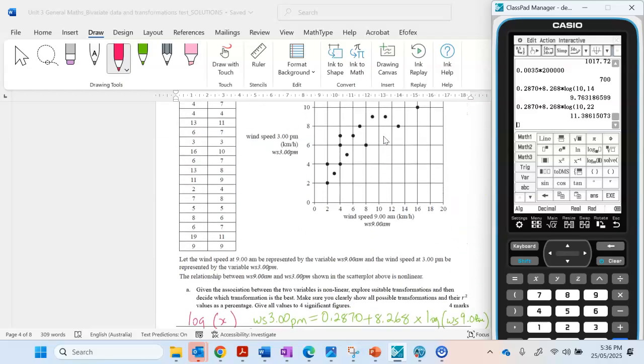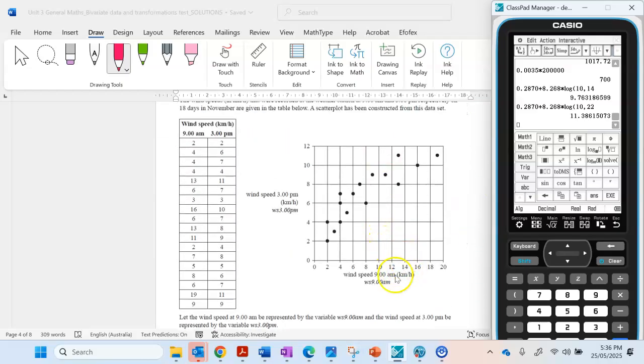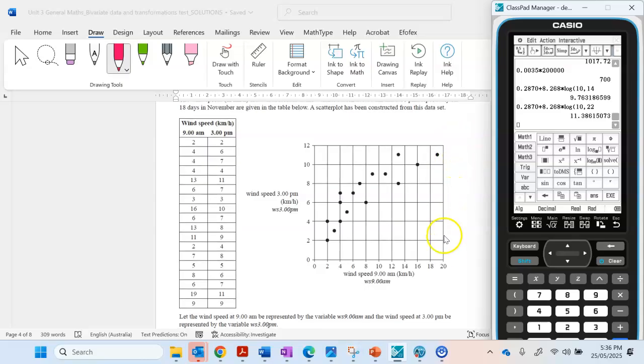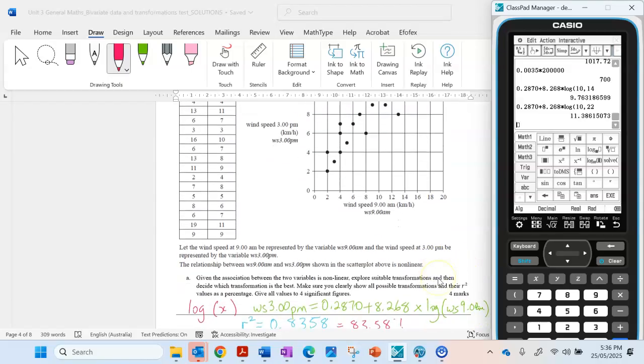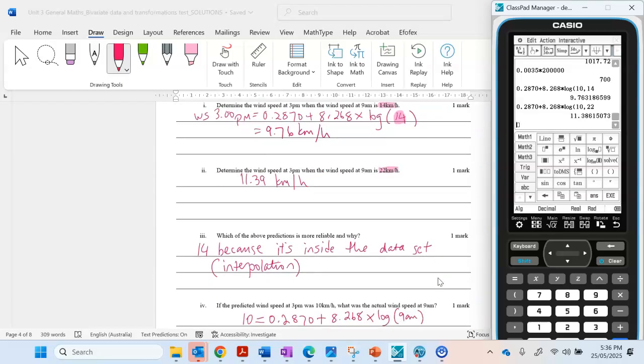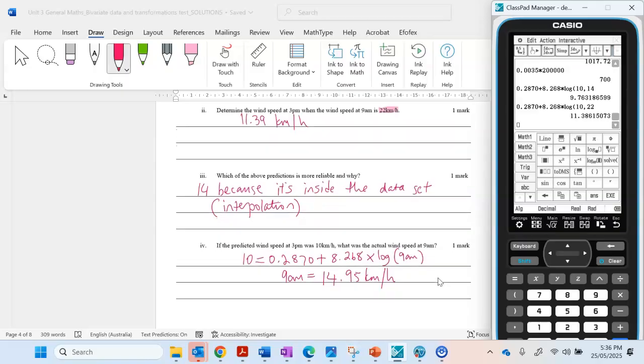And what I mean by that, if we have a look here, it's always for your X value: 14 inside the data set, 22 just outside the data set. So it's still probably reliable. If I had a wind speed of 30, very high, all right, so quite unreliable. And then part 4, we're kind of flipping it. So we're solving for X this time as opposed to Y.